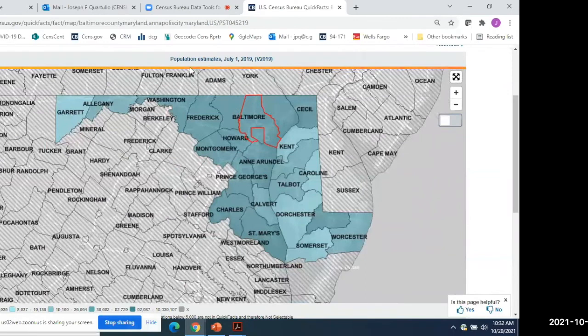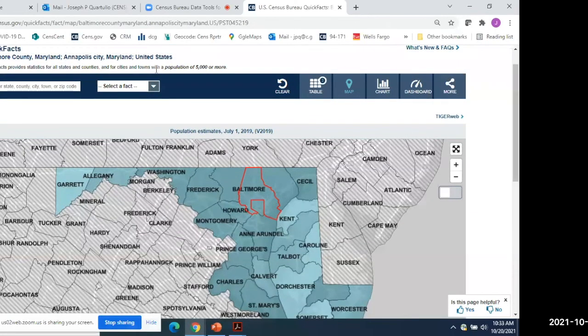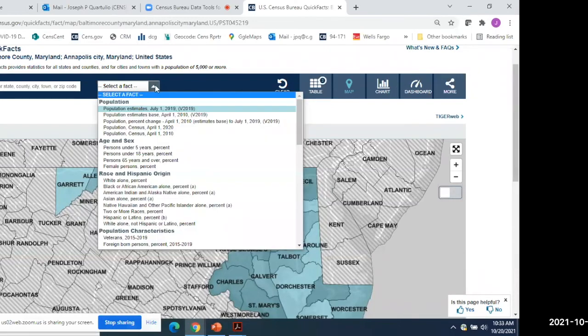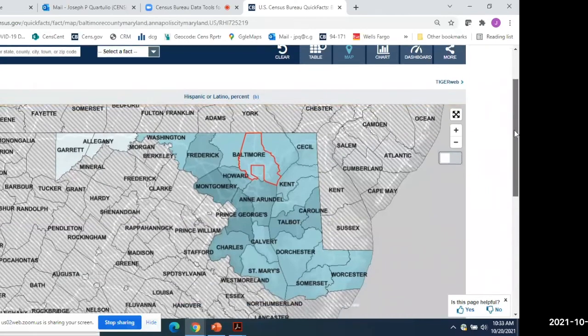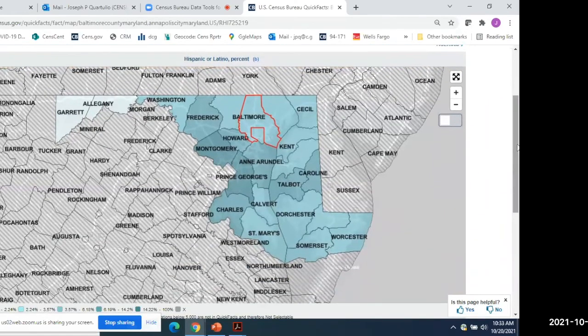Right now we're looking at the population estimates in Maryland from 2019, and you can see the darker counties have higher population. Here's the legend down the bottom, and the lighter counties have less of a population. But all of those other facts that we just looked at in Quick Facts, for example, Hispanic or Latino, we could change the variable. So I'm going to change the variable not to population estimates, but to Hispanic or Latino.